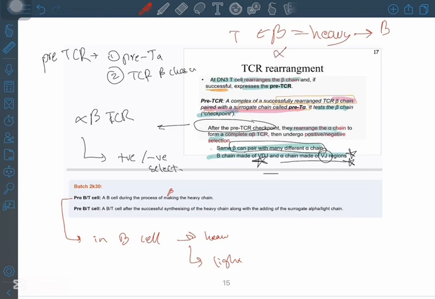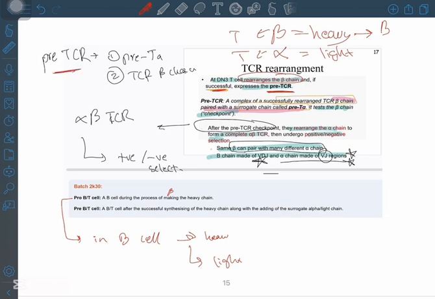But when I'm saying alpha in T cell, this corresponds to what in the B cell? It corresponds to light chain. So I'm going to be using them interchangeably. Now that I'm discussing TCR rearrangement, I'm only going to be saying beta and alpha. So at the pro-T cell stage, I'm rearranging the beta chain, and if it is successful, it will express the pre-TCR.